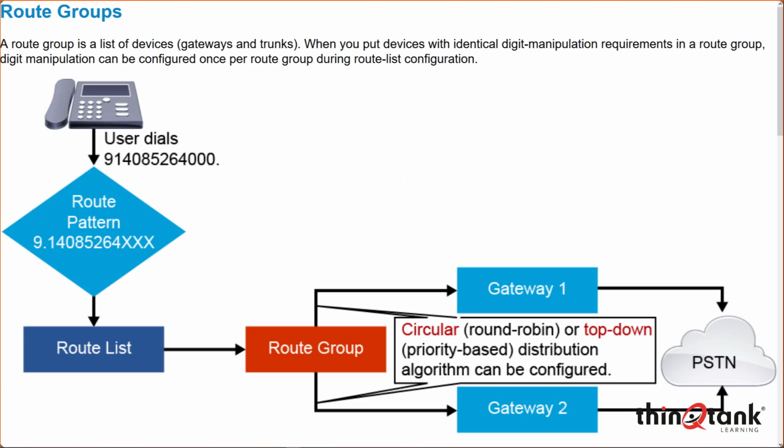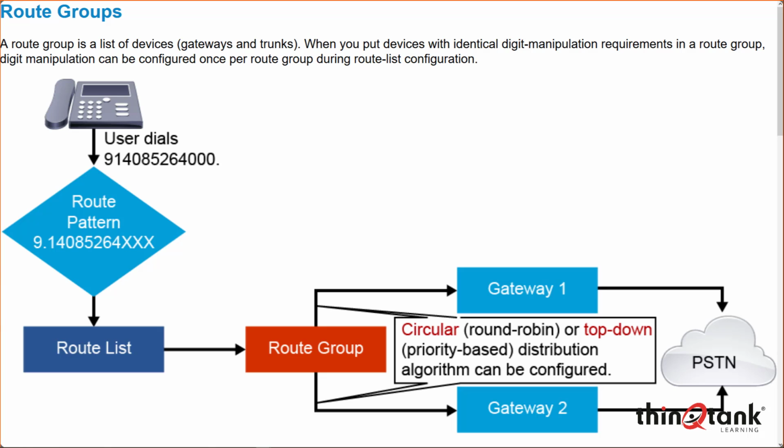So, what is a route group? I think you guys get the idea. A route group is a group that points to interfaces or trunks on a gateway. Like I said, you can configure it either in a round-robin fashion, or you can configure it in a priority-based fashion, or top-down fashion.